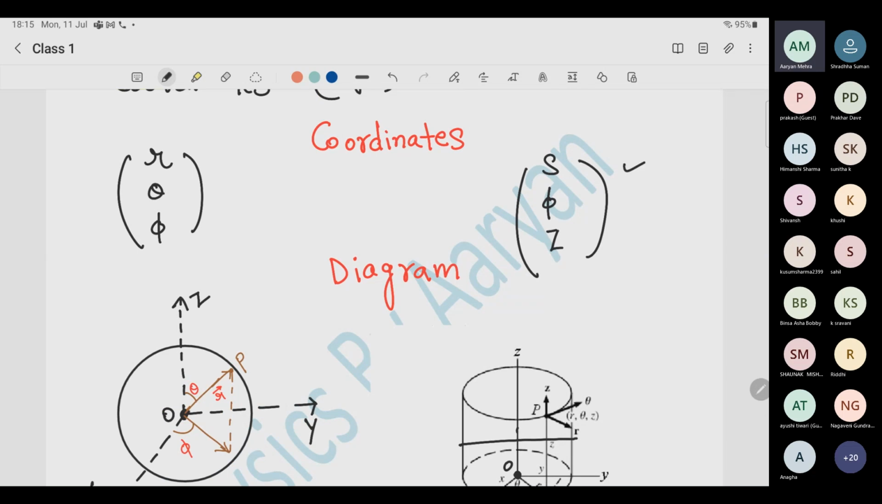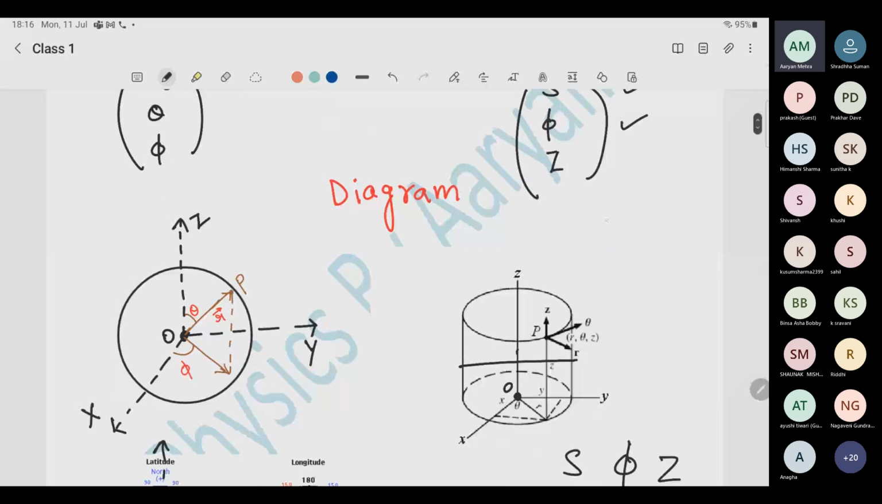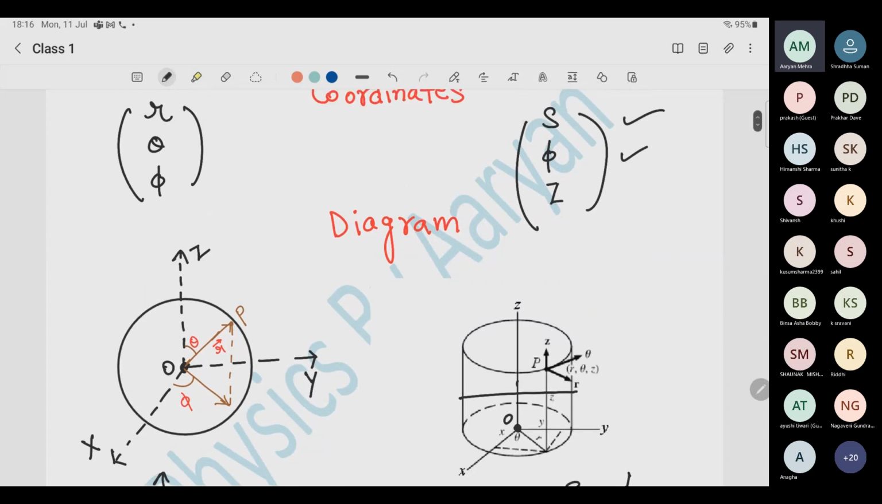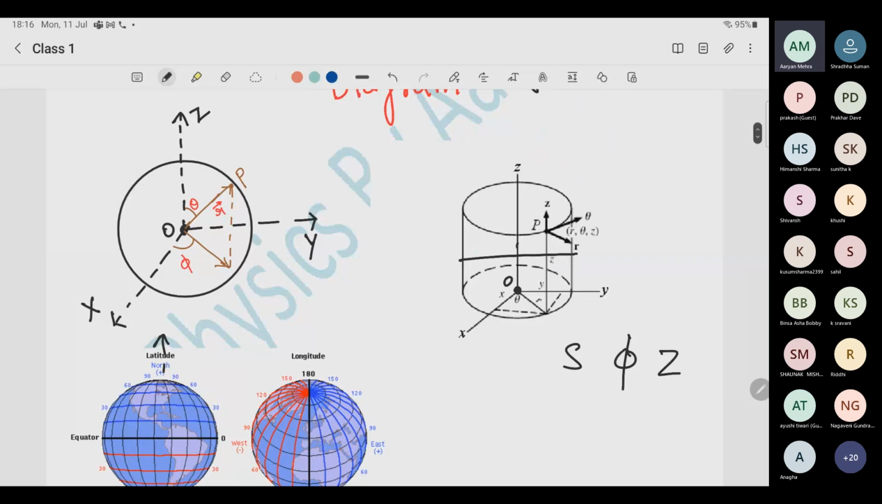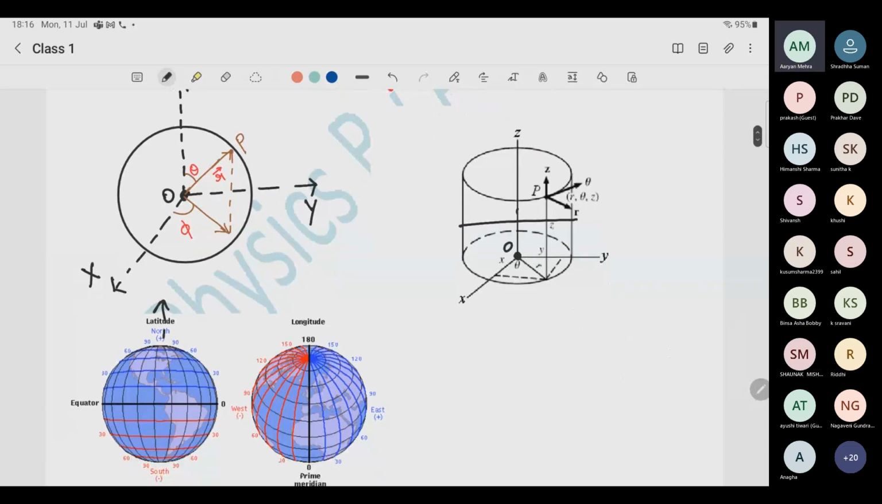Now S is the distance of the point from the axis of the cylinder. Phi is the angle which this line is making. If you imagine this, this is S, and the angle this S is making is phi. The angle can be anything depending on where your line is. And what is Z? It is how much it is out of the plane, where it is.